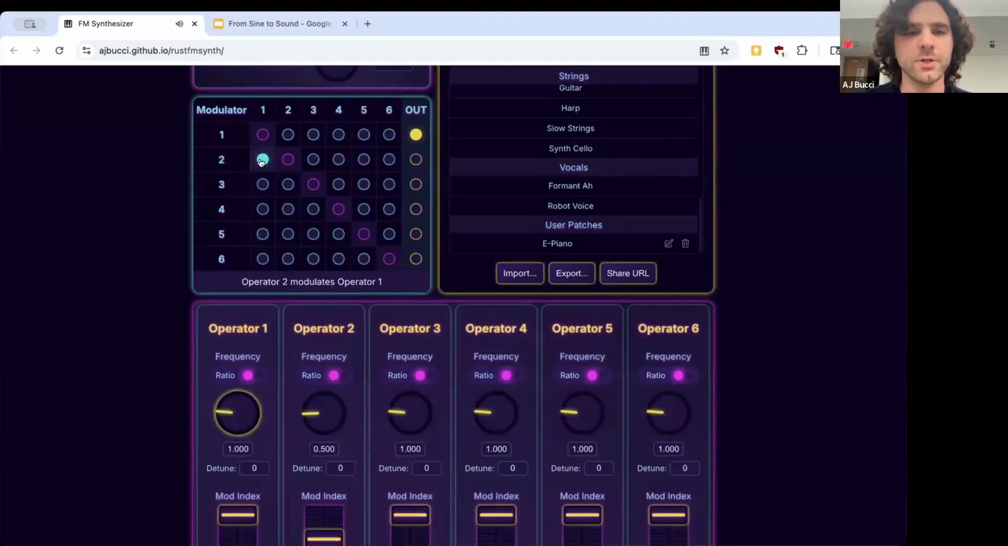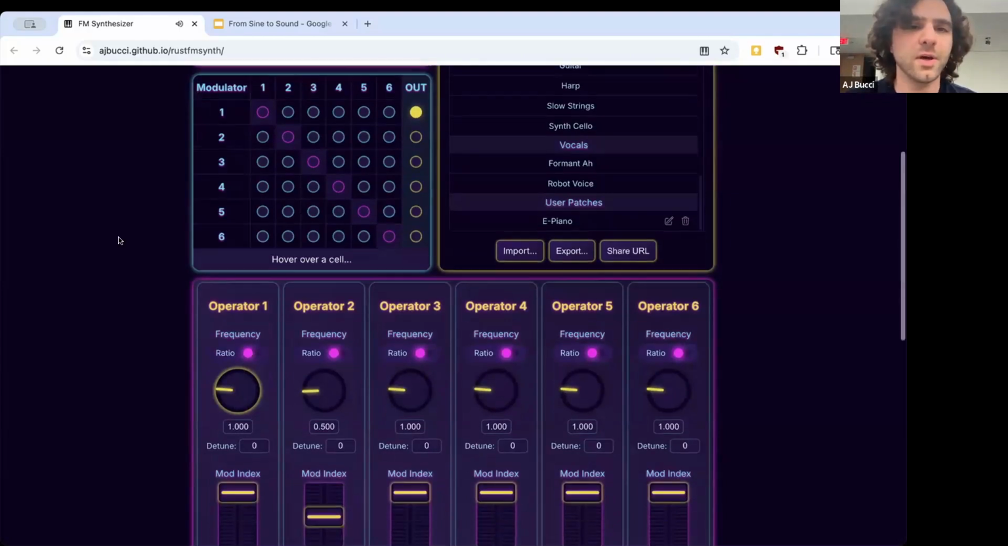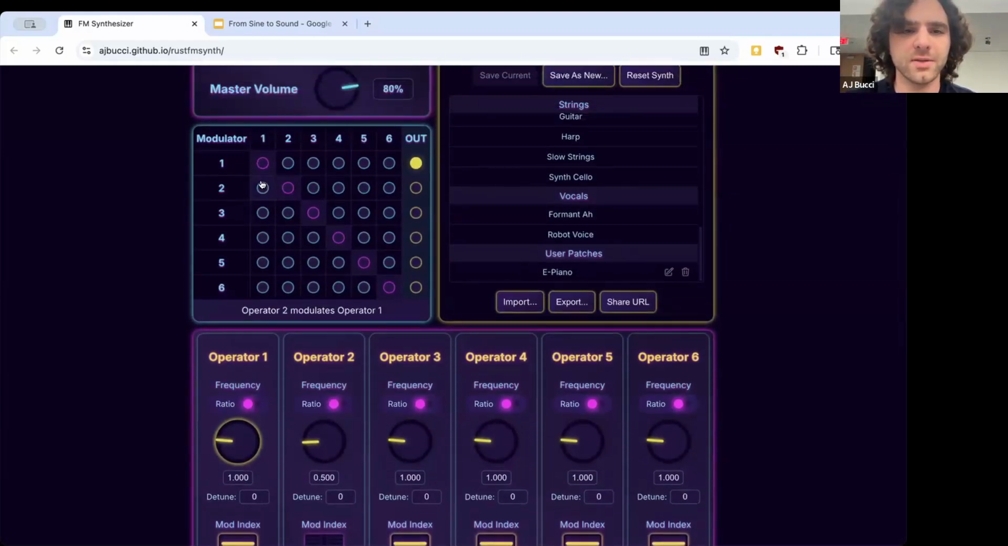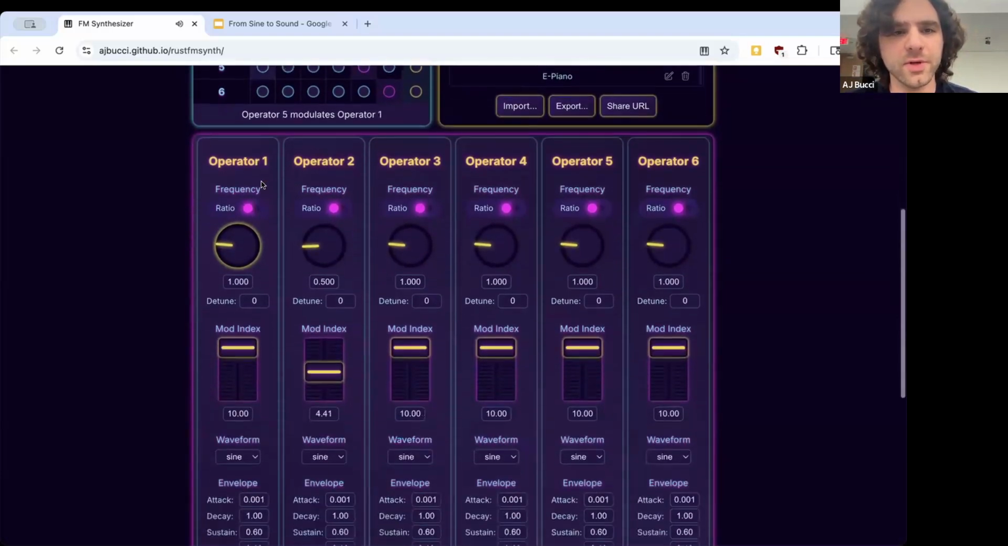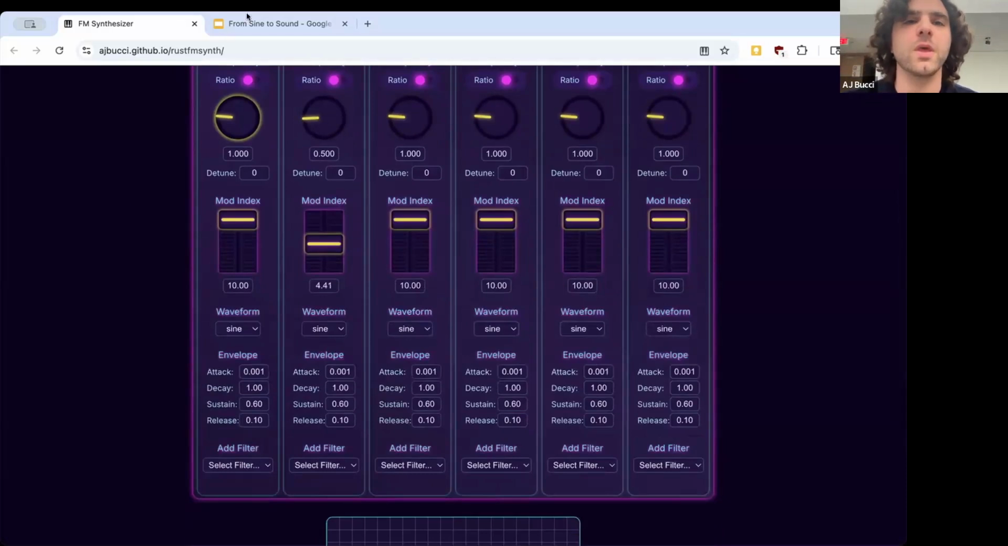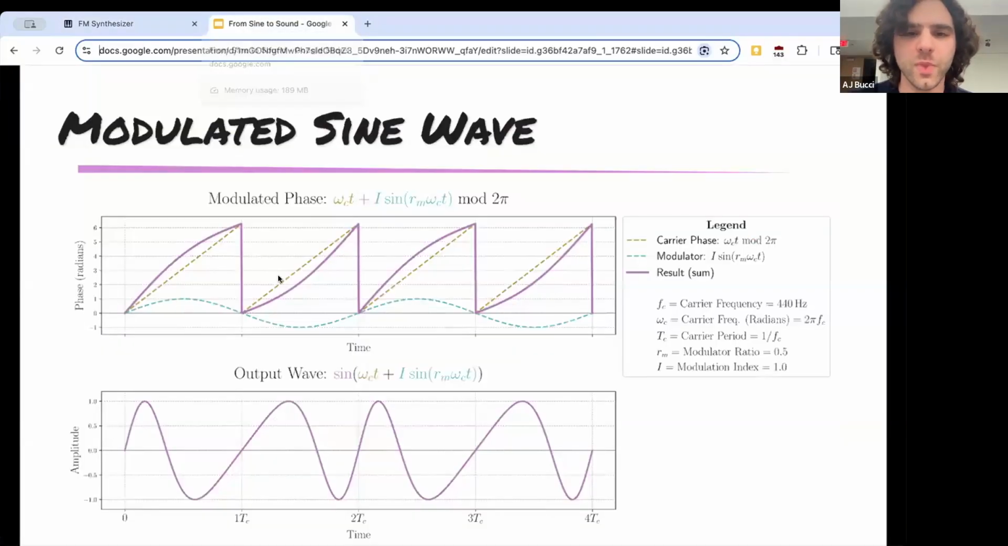And let's remove the modulator. We've got a pure tone and a funky, throaty kind of sound. All right.